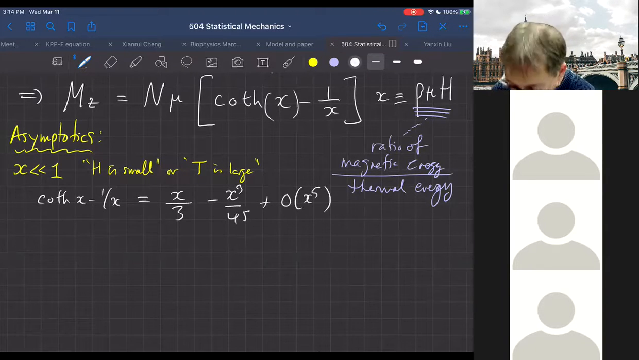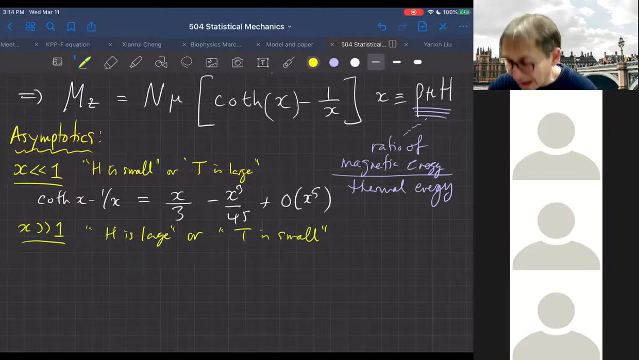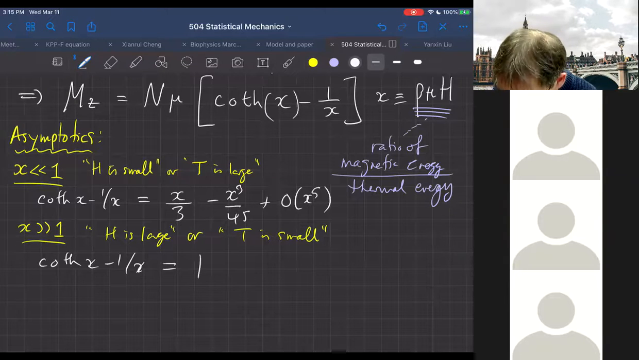And then for x much larger than 1, that's going to be h is large or t is small. So either we have a strong field or we are going to very low temperatures. And so then what happens is that coth x minus 1 over x is equal to basically 1 minus some correction terms that are going exponentially with x.